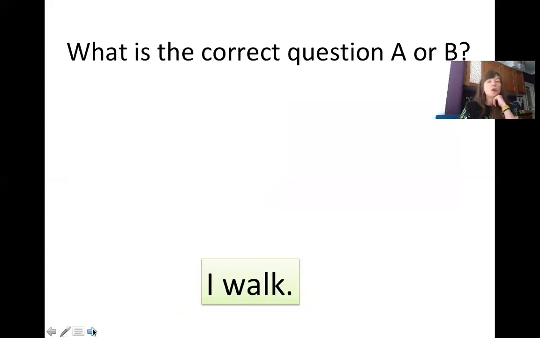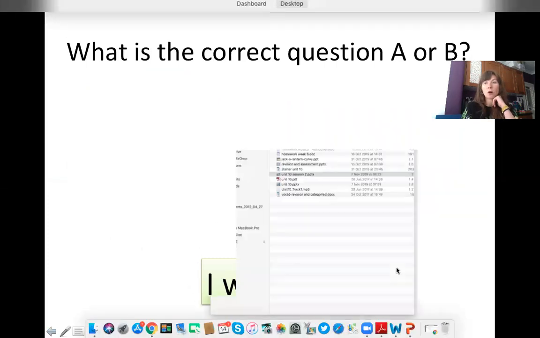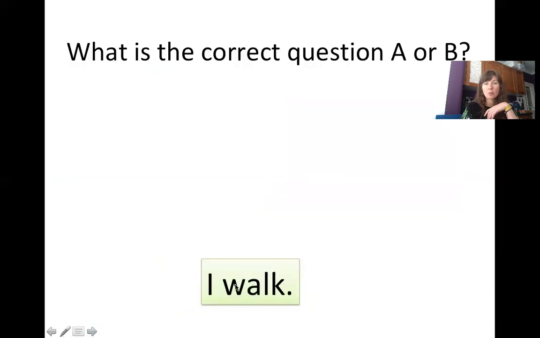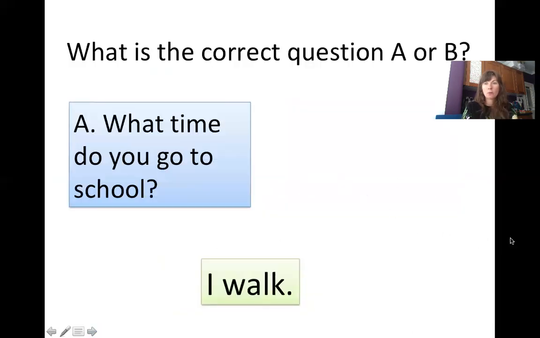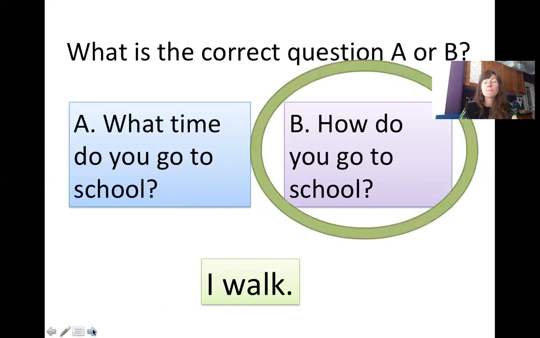Okay, next. Again, A or B. So the answer is I walk. What is the correct question? What time do you go to school? Or how do you go to school? Think. And the answer is B. How do you go to school?